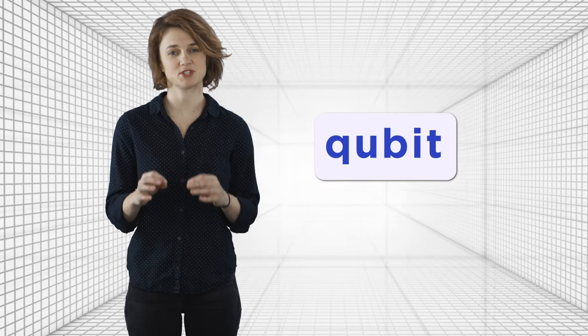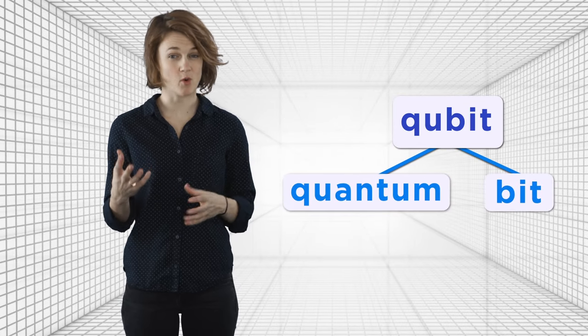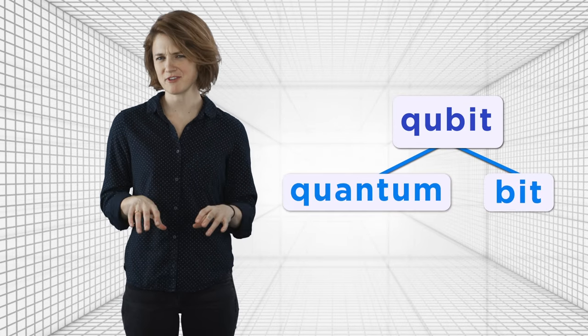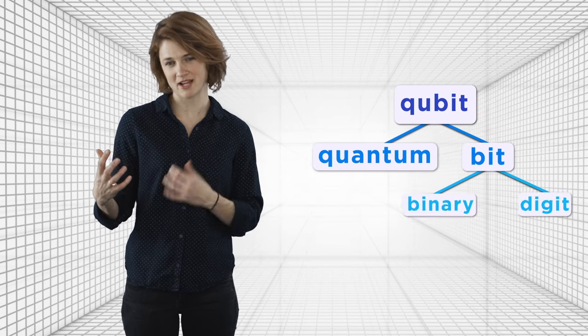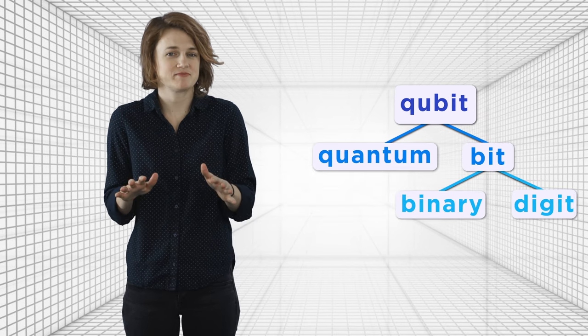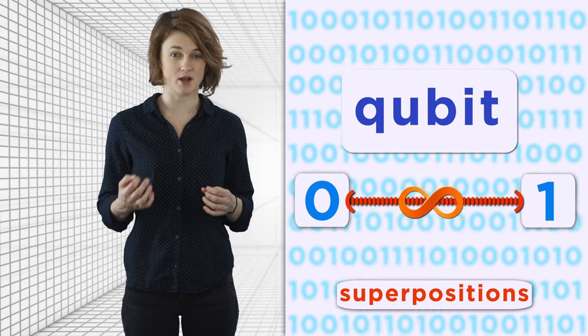Quantum computers use qubits, a portmanteau of quantum and bit, which is kind of funny because bit is a portmanteau of binary and digit. Anyway, like a bit, a qubit can be in state 0 or state 1. And like a classical computer, the initial program for a quantum computer is just a string of 0s and 1s. But while a quantum computer is running, its qubits can also be in infinitely many superpositions between 0 and 1.